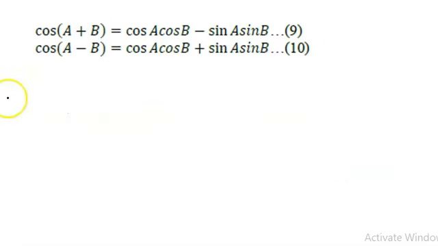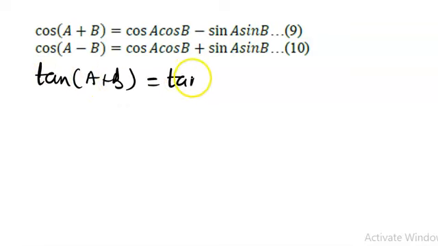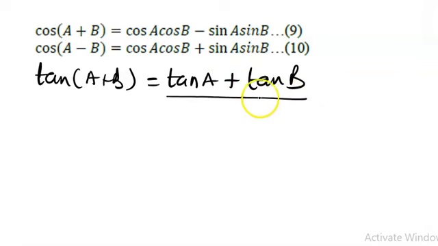Okay, so let's go to the next set, cosine. Now for cosine, A plus B, it is cos A cos B. If here is minus, then this will be plus, this will be minus, sine A sine B. And then cos A minus B is the same as cos A cos B plus sine A sine B. Now let me add the tangent too. So tan A plus B is tan A plus tan B over 1 minus tan A tan B.